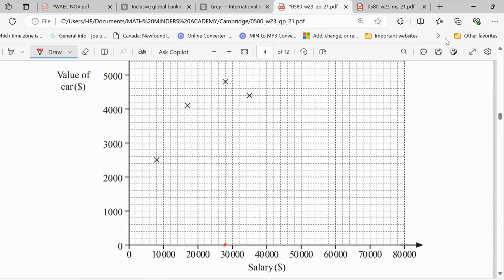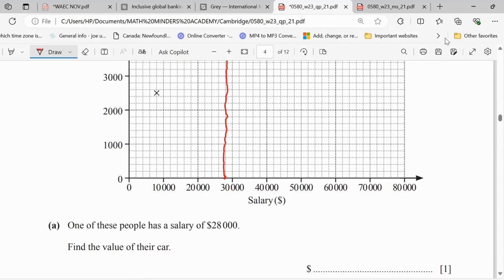If we follow this up, up, up, look at what we have here, which will go this way to give us a value here. And the value here is 4,000, 4,200, 4,400, 4,600, 4,800. So for that particular question, the value of the car will be 4,800 US dollars.